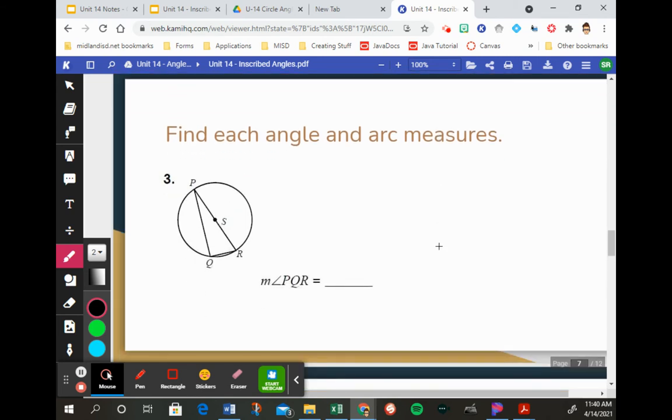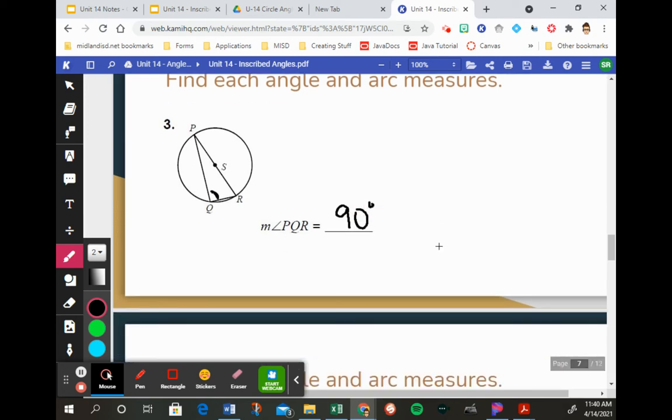All right, what about this one? PQR. Well, we have to remember that the intersection is a right angle, so it's got to be 90 degrees. So that's going to be a 90-degree angle.